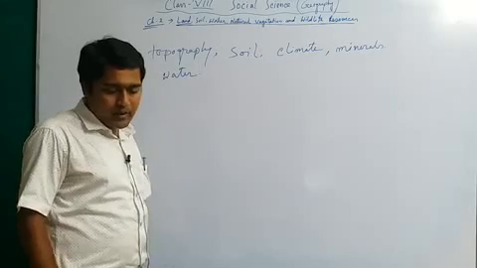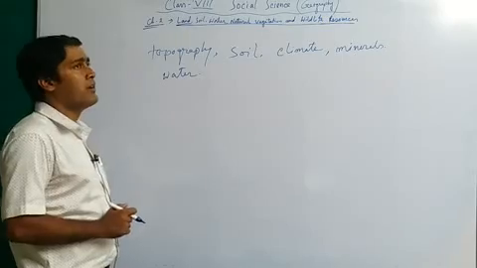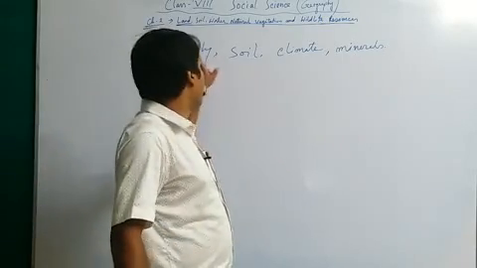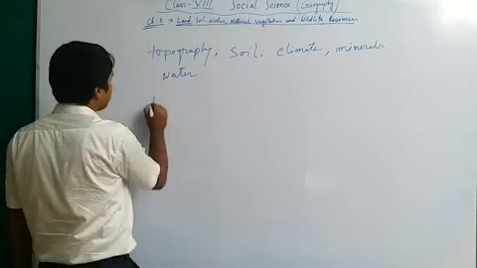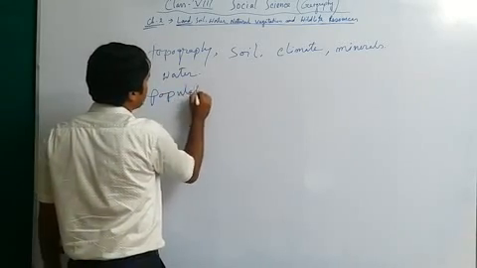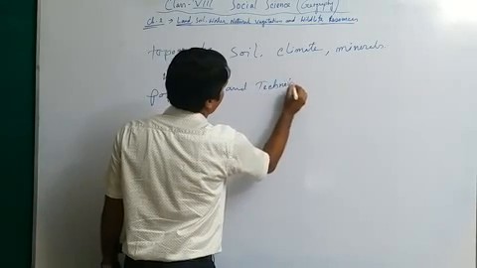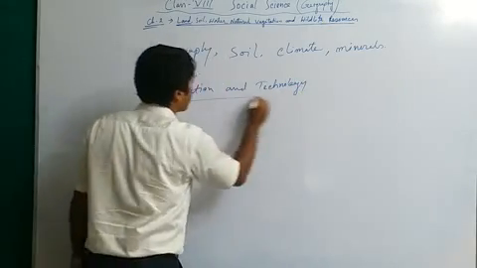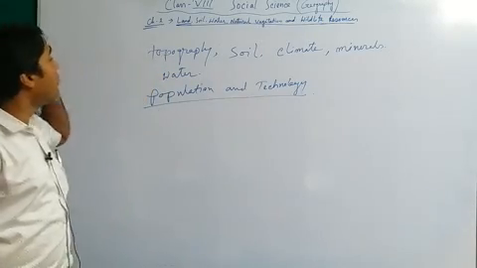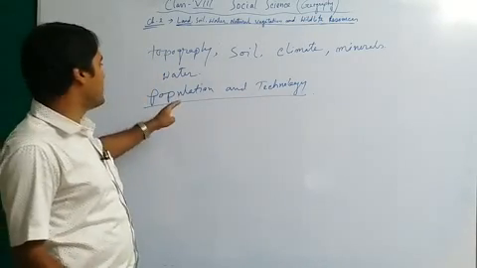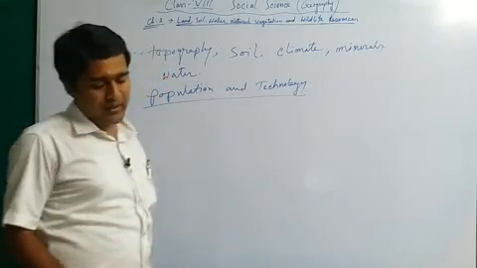In your book, human factors such as population and technology are also important determinants of land use pattern. These are the physical factors, and these human factors are population and technology. These are the two factors. That's why people use land in different ways. Population means people applying their skill and knowledge. With the help of technology, people use the land for different purposes.